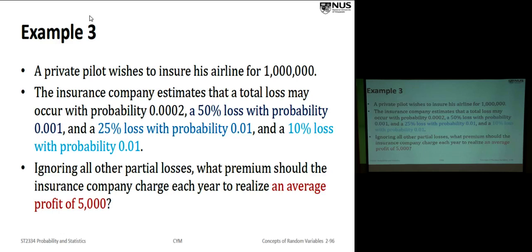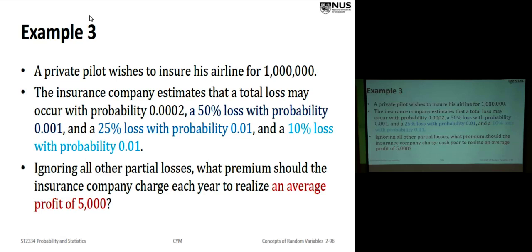You might lose 50% with this probability, 25% with this, and 10% with this probability. Okay? Otherwise, basically, the thing that is insured doesn't lose value. It's a kind of funny question, but I suppose it's more insuring a single flight rather than anything else. Okay, so now ignoring all other partial losses.